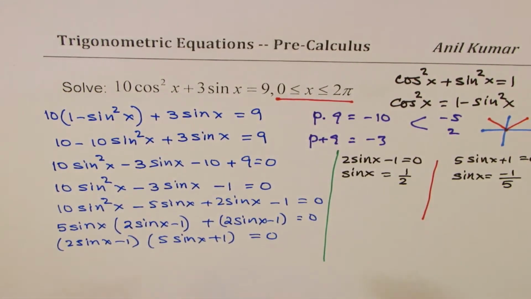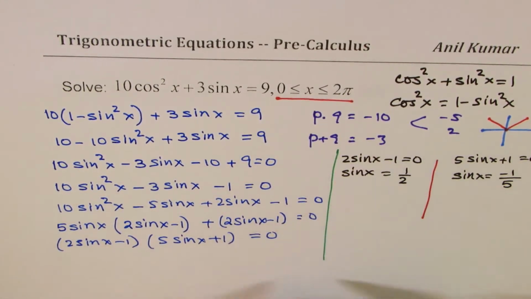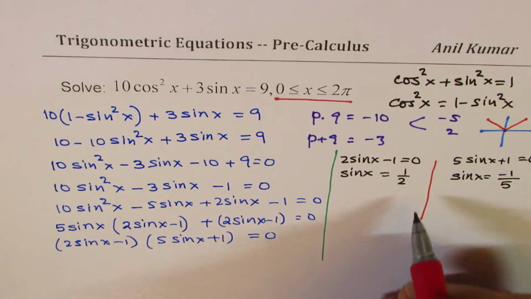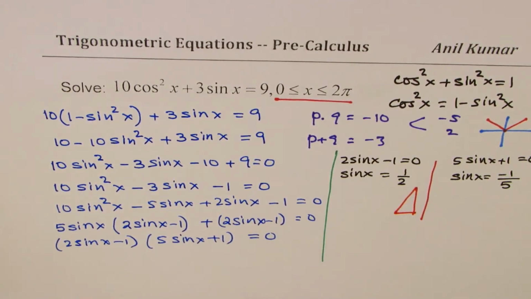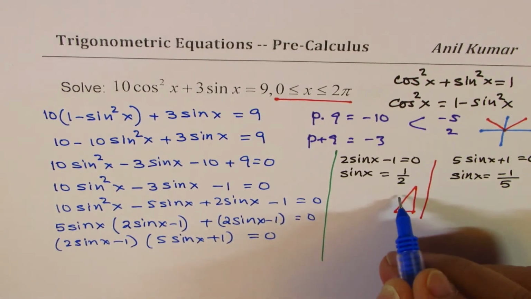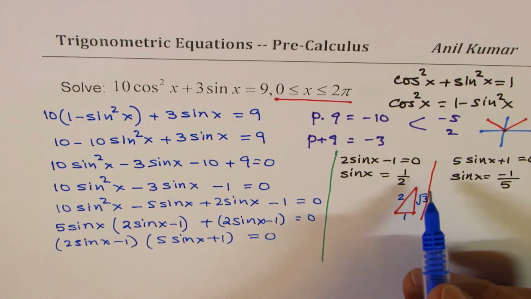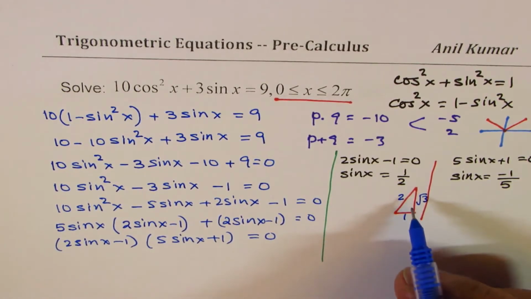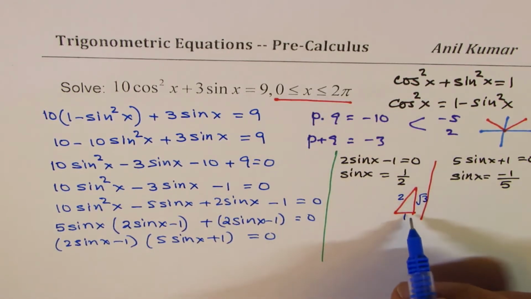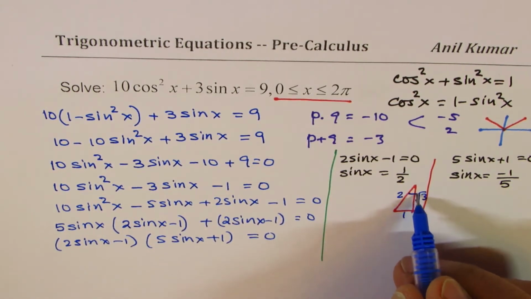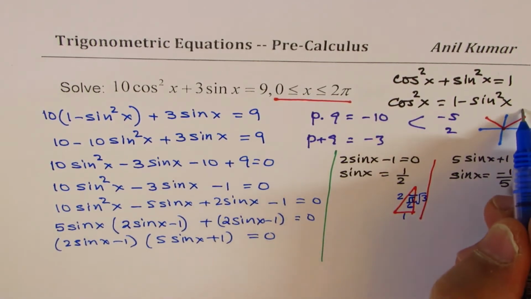Perfect. Second, for half, we can actually use a special triangle. This special triangle is 30, 60, 90, which we can use. So this side is 1, this is 2, and this is square root of 3. Or you could use a calculator in degrees. Now, radians, because we are working in radians in this case. So half for sine means that angle, which is pi by 6, correct? So we get pi by 6.